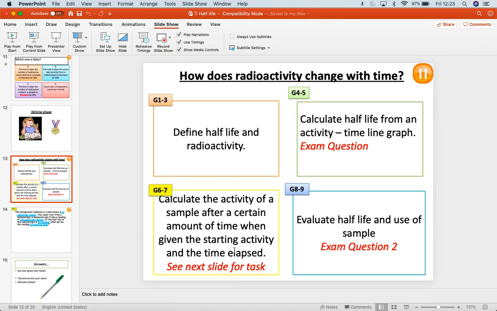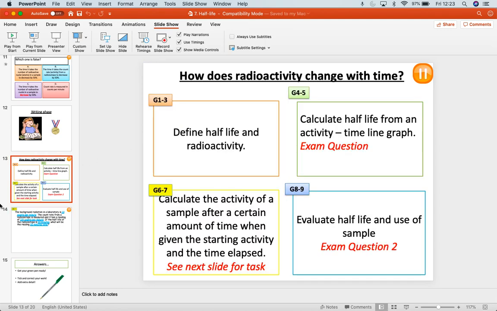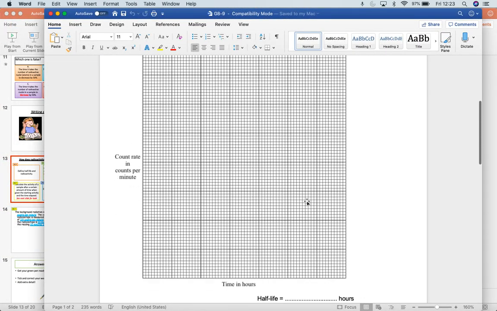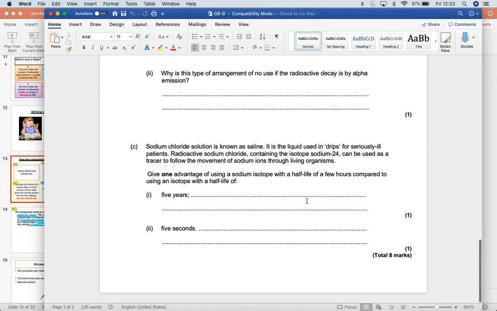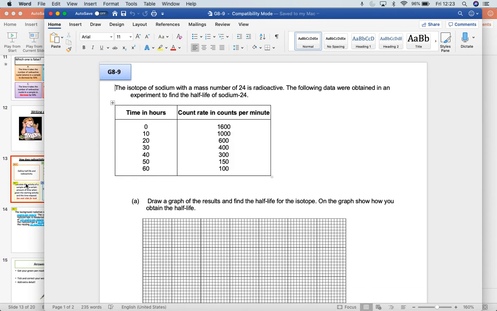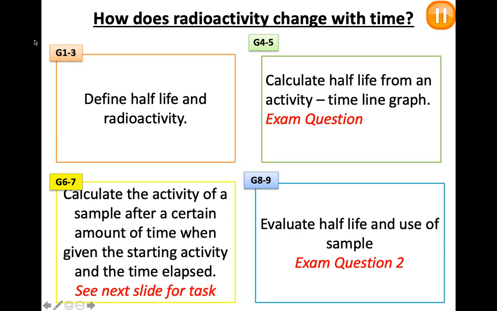The next task is this one here, which is also on your Show My Homework. It's a calculation, just like the ones we've been practicing. And grade 8 to 9 is also an exam question, a little bit longer this one, 8 marks. That's on your Show My Homework for you. Either print it off and have a go at it, or just do it on the screen. Press pause to have a go at the tasks.